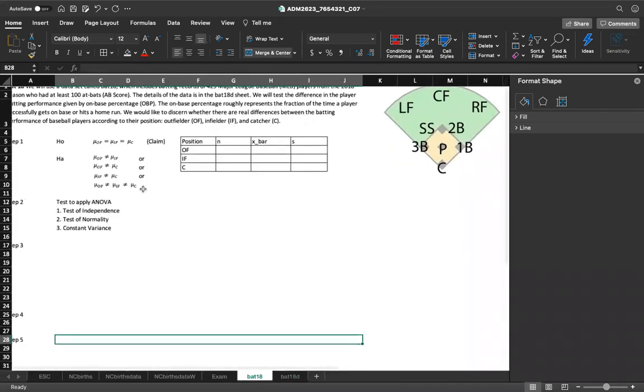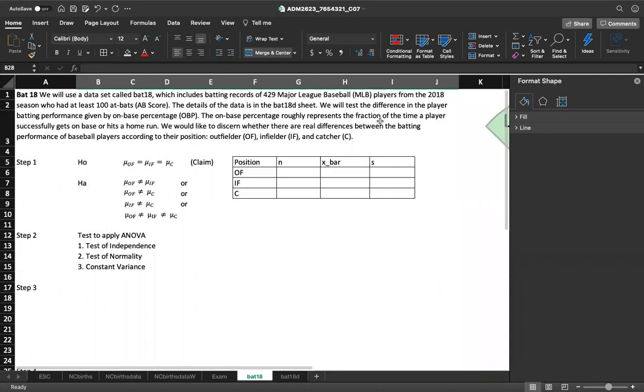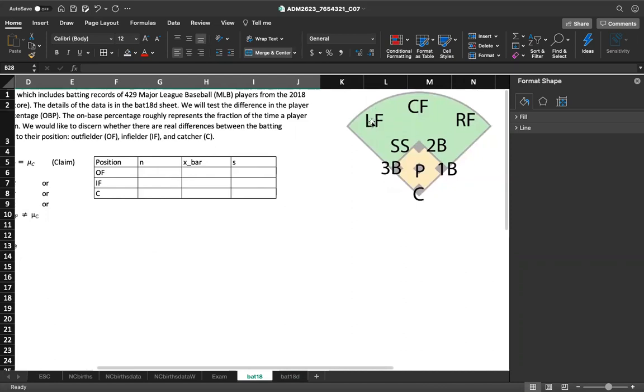All right. So we will test the difference in the player batting performance given on-base percentage. The on-base percentage roughly represents the fraction of the time a player successfully gets on base or hits a home run. We'd like to discern whether there is a real difference between the batting performance of baseball players according to their positions. There are three positions: outfield, which is LF, CF, and RF; infield, which is 1B, 2B, 3B, and SS; and the catcher, who is right here.